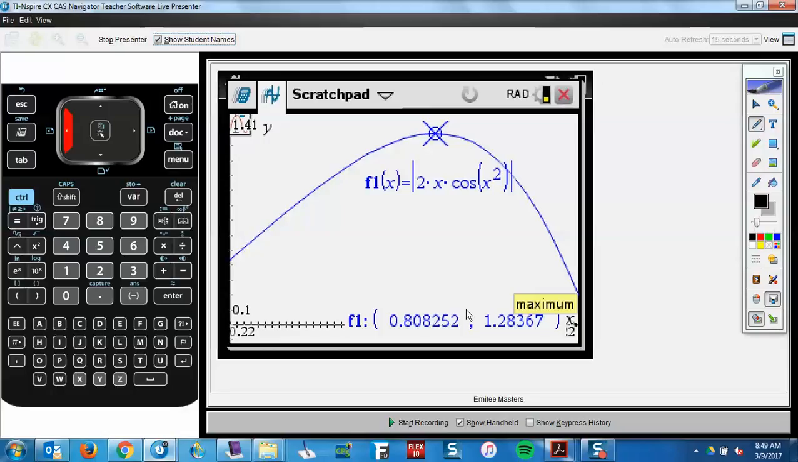Is that a very big change? Relatively, it's not a very big change. You see what I'm saying? So the size of this number kind of dictates that a little bit.